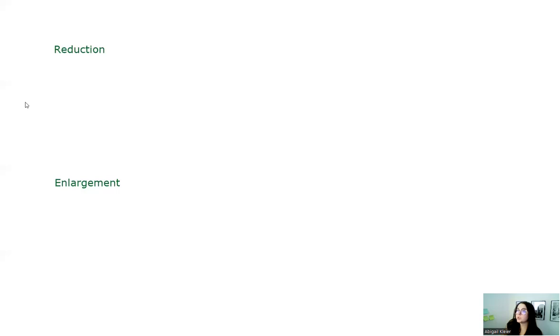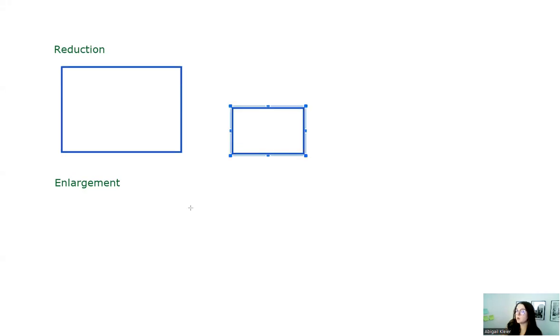Now, if something is reduced, then we know that it goes from a large object to a small object. So that is an example of a reduction. Again, something that is going from a larger shape to something that is smaller. So something that is shrinking in size. When we talk about reduction in terms of scale factor, the scale factor is going to be somewhere between the numbers 0 and 1. And let's talk about why that happens.